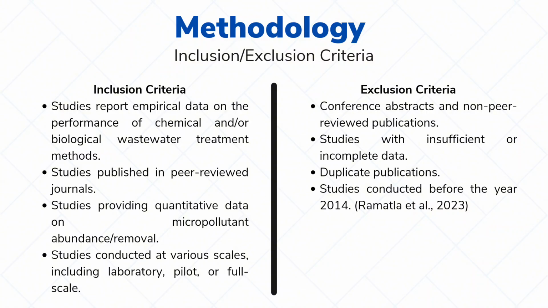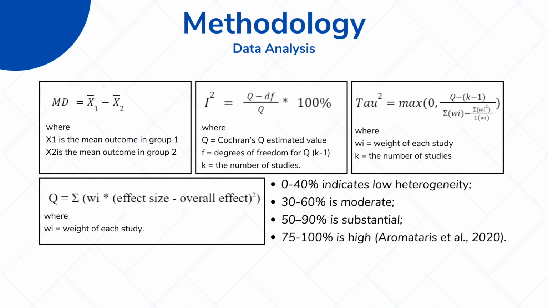For the exclusion criteria, these are the studies to be excluded. These are conference abstracts and non-peer-reviewed publications, studies with insufficient or incomplete data, duplicate publications, and lastly, studies conducted before the year 2014. For the study's data analysis, the aforementioned key performance indicators of wastewater treatment plants, such as the removal efficiency and microplastic size before and after treatment, will be analyzed through systematic review, whereas the concentration of microplastics will undergo data analysis using the software RevMan.